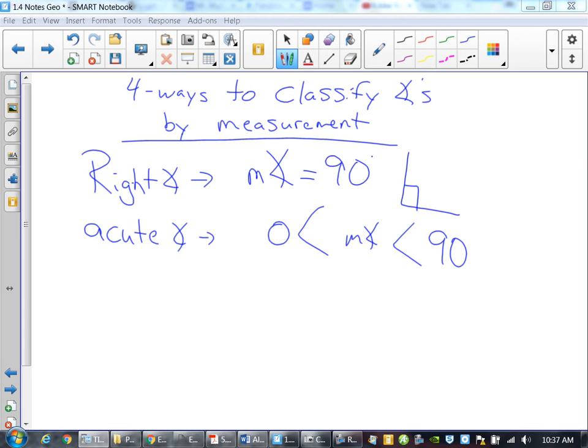So, do you guys remember the other way to remember about acute angles? Because they're little. They're cute. What? You never heard that before? You guys are mean.